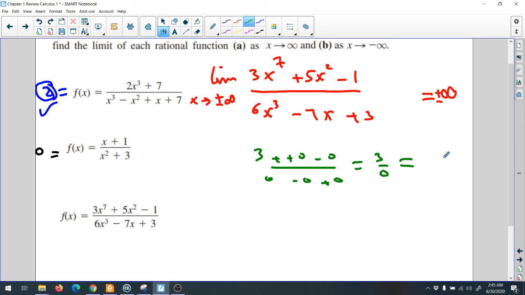Any number divided by 0 is infinity. 3 over 0 is infinity, or negative 3 over 0 will be negative infinity. So when x approaches infinity, it will be infinity, and when x approaches negative infinity, the answer will be negative infinity. That's what I have for you today.